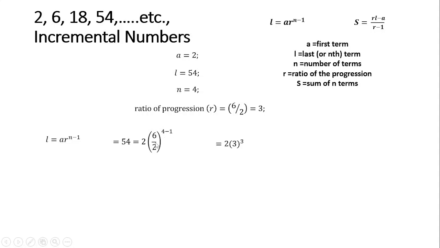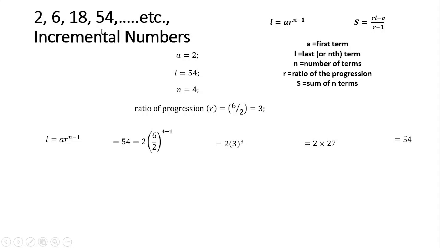If I divide 6 by 2, I get 3. So 2 into 3 power 4 minus 1, which is 2 into 3 power 3. After solving this equation, 3 power 3 is 27. So 2 into 27 is equal to 54. Here you see, 54 is the last term of the progression. So I can get the 54 from the available progression.